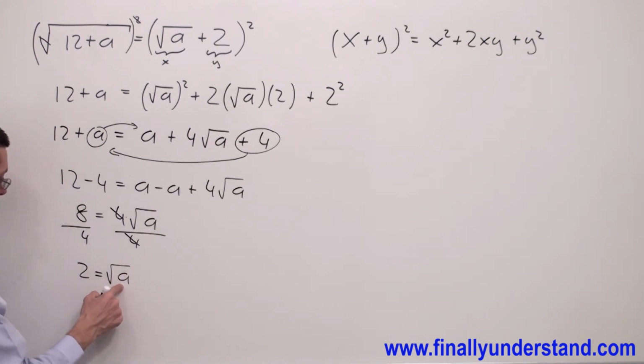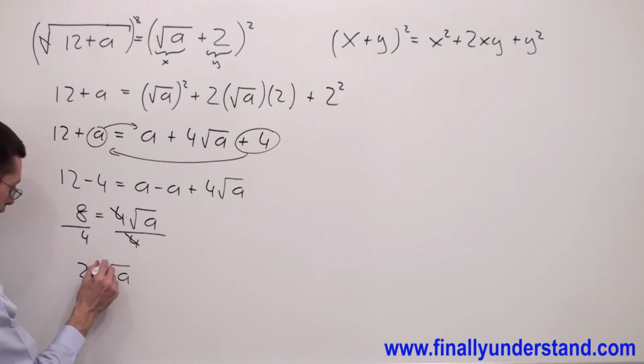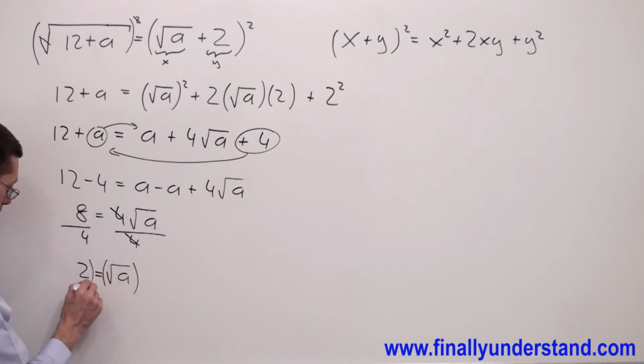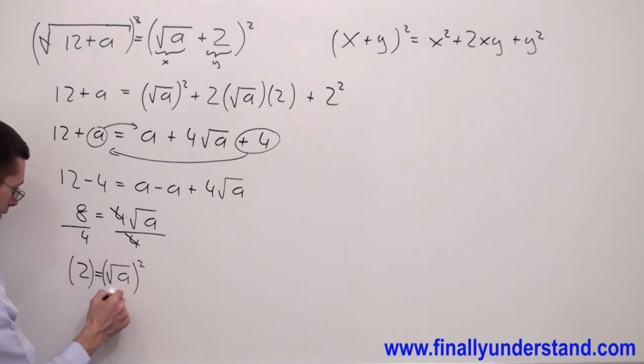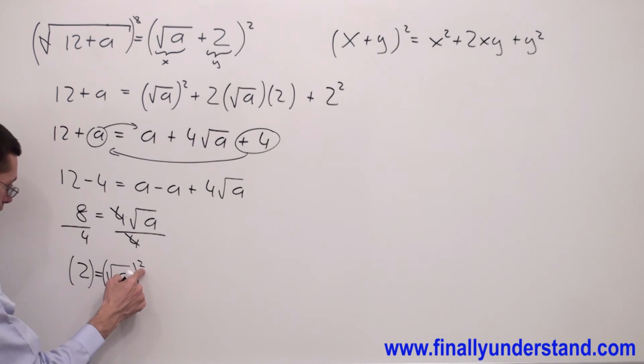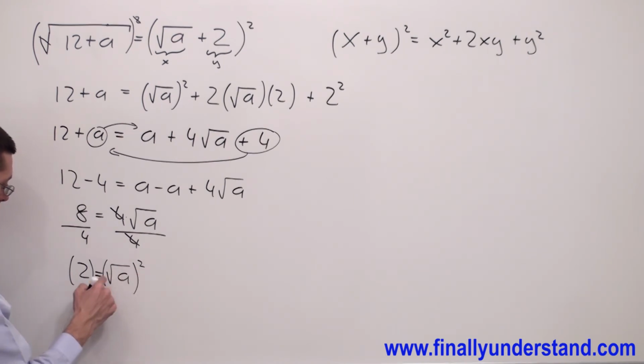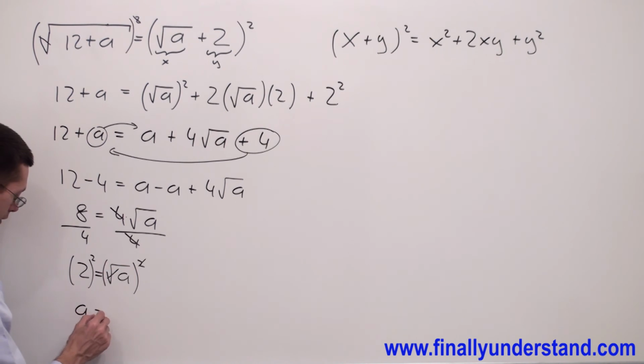In order to find a, I have to remove the radical sign by squaring that radical. Whatever I did on the right side of my equal sign, I have to do also on the left side. This square is going to cancel this radical sign. And I can say a is equal to 4.